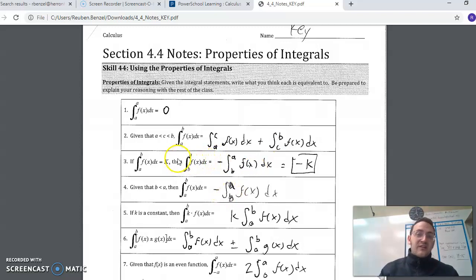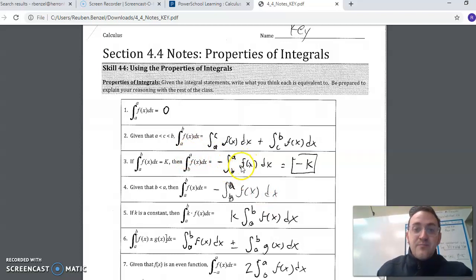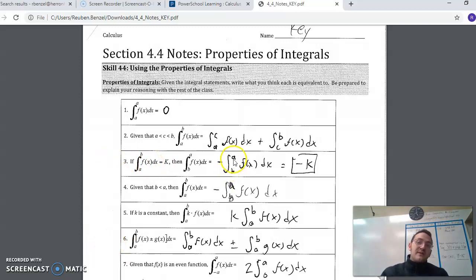Another thing that you may notice about some homework assignments is you may have an integral where the upper limit is on the bottom and the lower limit is on the top. But one useful property that we have with integrals is that if you put a negative sign in front of the integral, then you can flip the limits of integration. So that way you can have your conventional upper limit on the top and lower limit on the bottom.